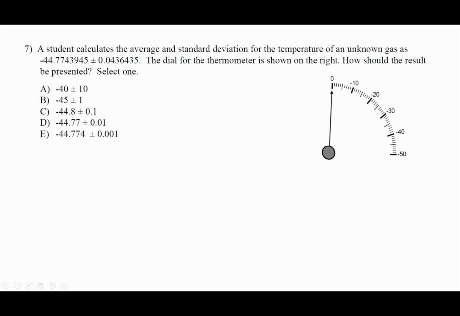Okay, a student calculates the average standard deviation of unknown gas as negative 44.77433945 plus or minus 0.04366435. The dial for the thermometer shown on the right. How should the answer be reported? Step 1. Report the error with one significant figure unless it begins with a 1 or 2. Okay, let's do that. Step 2. Report the answer so it matches the precision of your error.